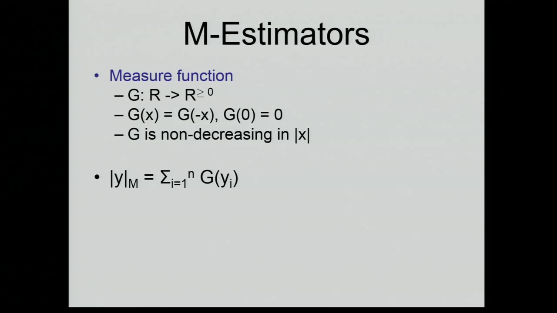And we can define the M norm. It's not a norm, but I'll just call it that, of a vector y to be the sum of g applied to each of the coordinates of y. And we can think about regression in this very general context of trying to find this vector x which minimizes the M distance between Ax and b.